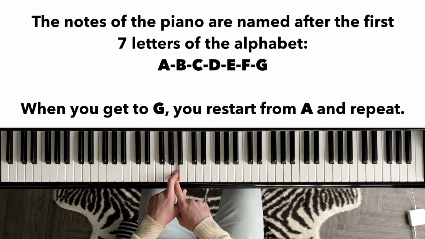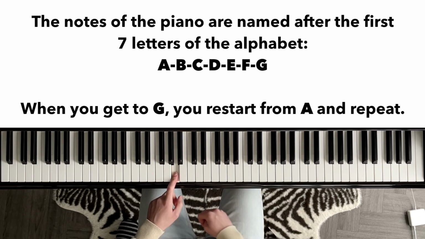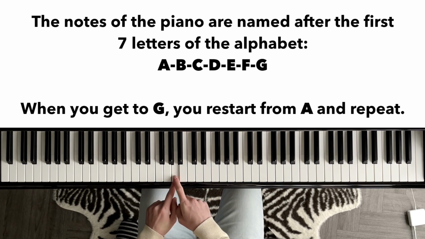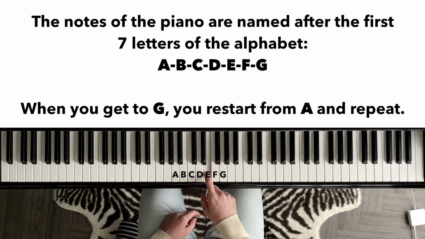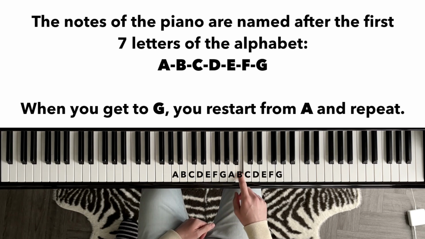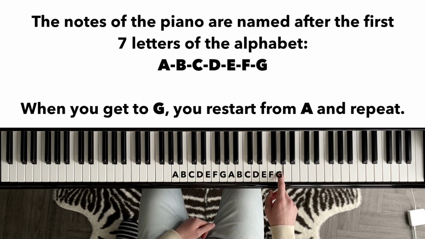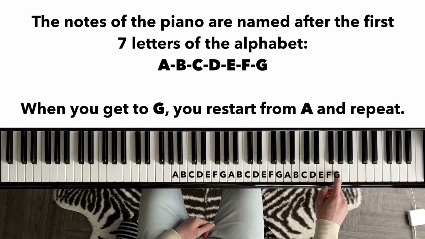And if you know where A is, you can work out any of the notes on the piano because we use the alphabet for the notes and they come nicely after each other. And we use the first 7 letters of the alphabet, so A, B, C, D, E, F, G. And if I start from here, I can go A, B, C, D, E, F, G. And once I get to G, I restart the entire process. A, B, C, D, E, F, G, and then once again, A, B, C, D, E, F, G.